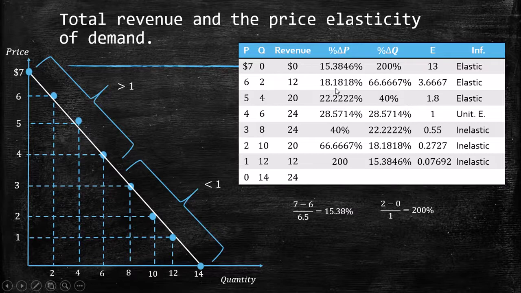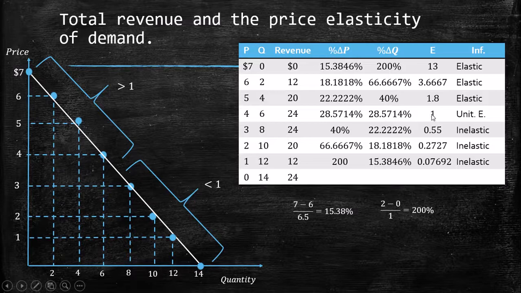66.66 over 18.1818 is going to be 3.66. So here, in which part of the curve are we? We are here, where the elasticity is larger than 1. So this is the part where the curve is elastic, as you see here.